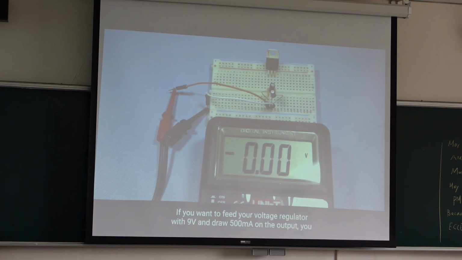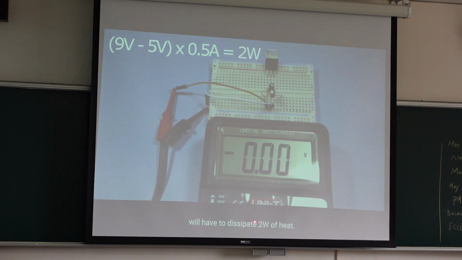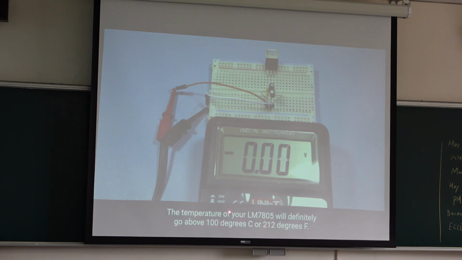If you want to feed your voltage regulator with 9 volts and draw 500 milliamps on the output, you will have to dissipate 2 watts of heat. So you have 2 watts of heat. The temperature of the LM7805 will definitely go above 100 degrees Celsius or 212 degrees Fahrenheit.